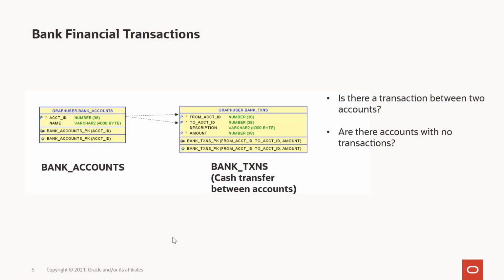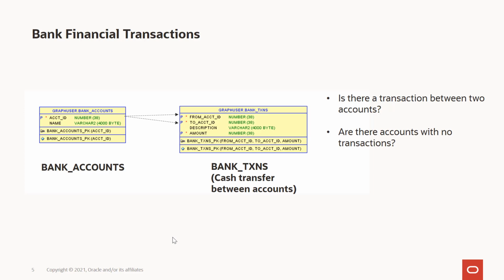So let's look at how you would use graphs to detect fraud. So here are two tables. You have a bank accounts table with account ID and other customer information. And then you have a bank transactions table, which has a row for every cash transaction that's been made between accounts. You have the from account ID information, to account ID information, the amount information, and so on.